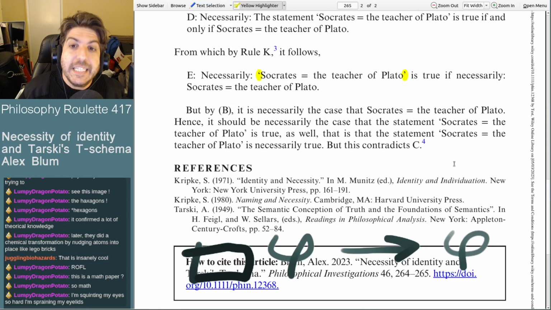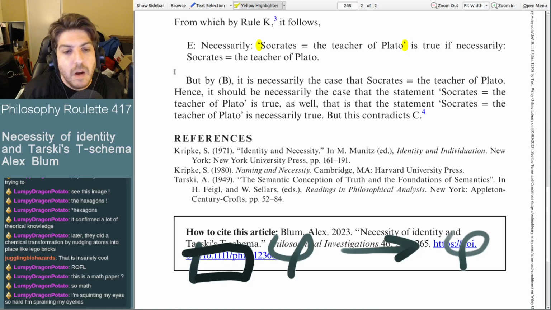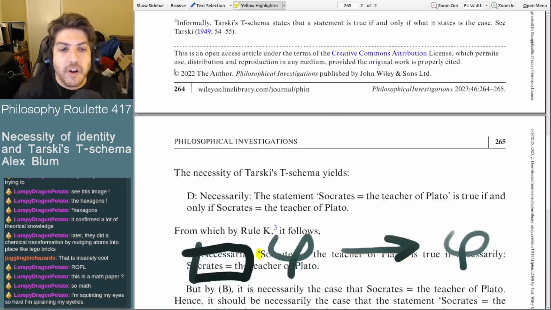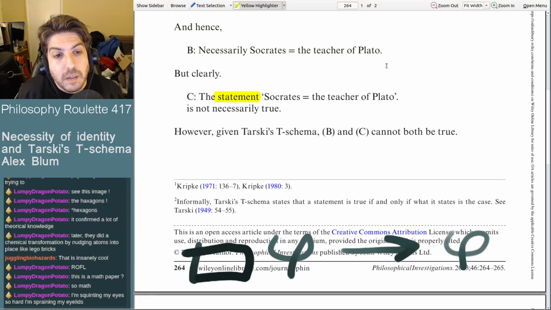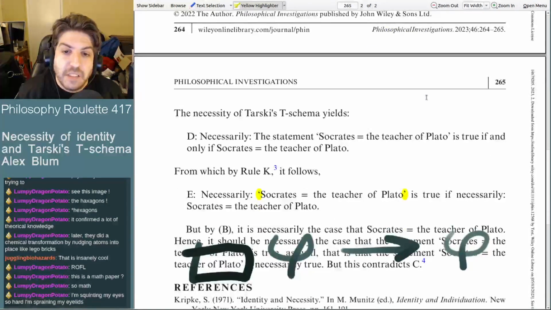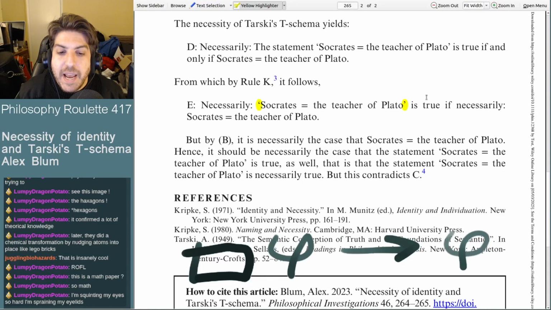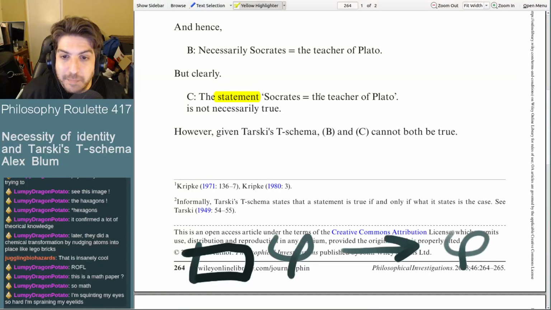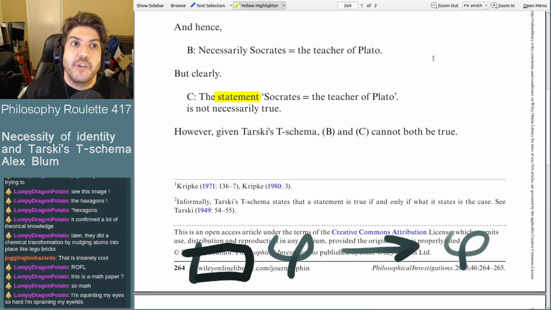if snow is white. Okay, but see, the authors are arguing here, but by B, which was, yeah, necessarily Socrates is the teacher of Plato, it is necessarily the case that Socrates is a teacher of Plato. Hence, it should be necessarily the case that the statement "Socrates equals the teacher of Plato" is true as well. That is, the statement, quote, "Socrates is the teacher of Plato" is necessarily true, but this contradicts C, because they don't want to say that the statement that Socrates is the teacher of Plato is not necessarily true, because you're talking about the statements at this time.